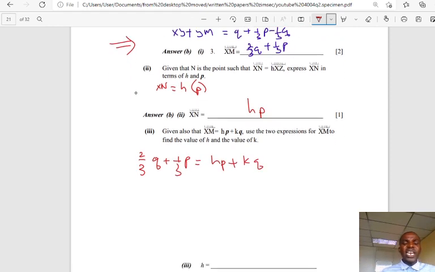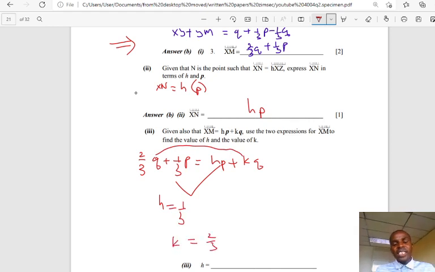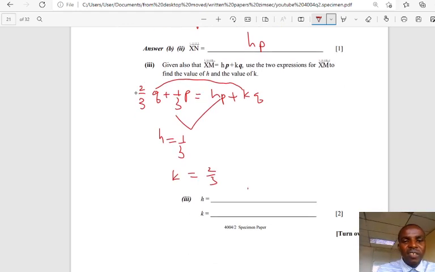Then after that, you just equate. Our main vectors are p and q, the ones given on our triangle of vectors. So just equate: the coefficient of p on the left side equals the coefficient of p on the right side, which means h equals 1 over 3. Then the coefficient of q on this side equals the coefficient of q on the other side, so k equals 2 over 3. So h is 1 over 3, k is 2 over 3. Then done.